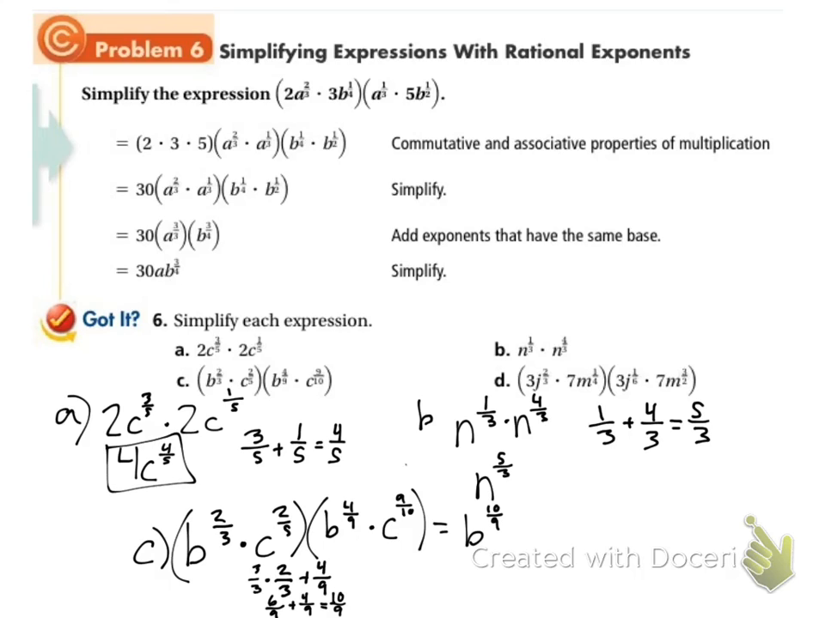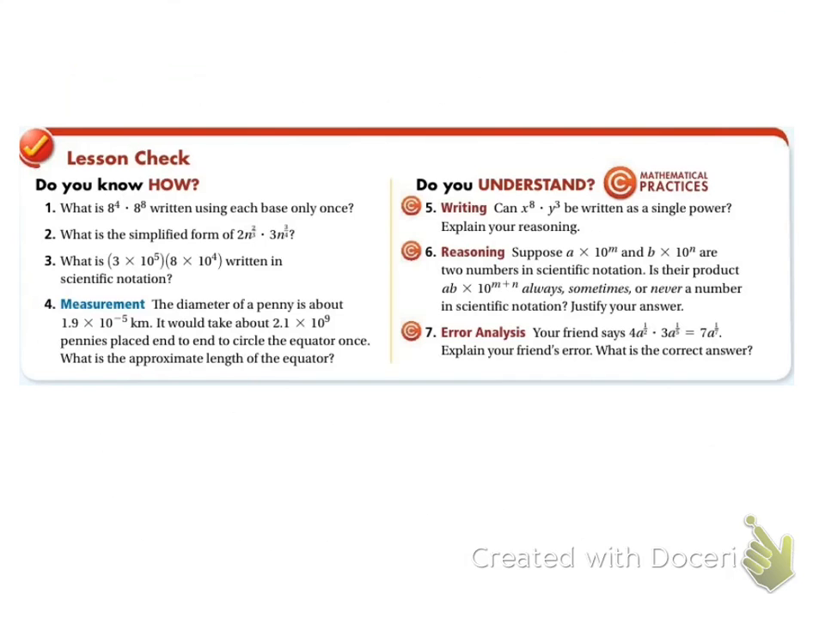And then we need to do the same sort of thing for c. We've got 2/5 plus 9/10. Can't add them because they don't have a common denominator. So I'm going to multiply this one by 2/2, so that I get 4/10 plus 9/10, which gives me 13/10. So the exponent on my c is 13/10. And that would be your final answer. There's your homework.